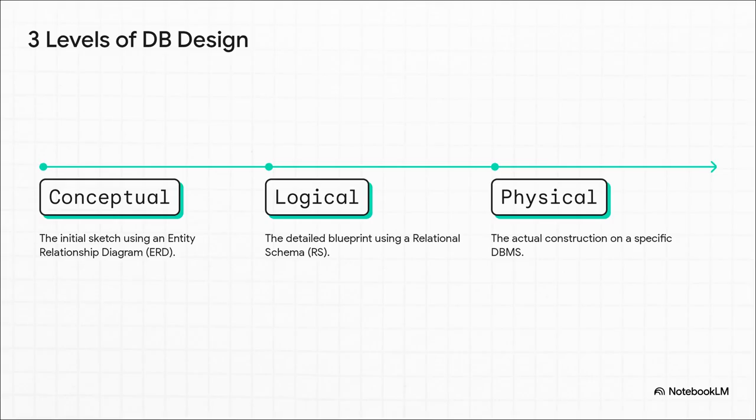First up is the conceptual level. Think of this as the initial back-of-the-napkin sketch. Then you move to the logical level, which is the detailed, formal blueprint. And finally, you have the physical level. That's the actual construction phase, where the blueprint is used to build the database in a real system.